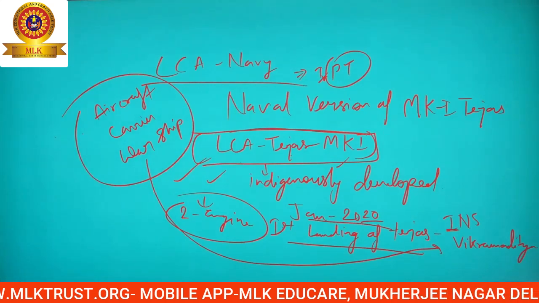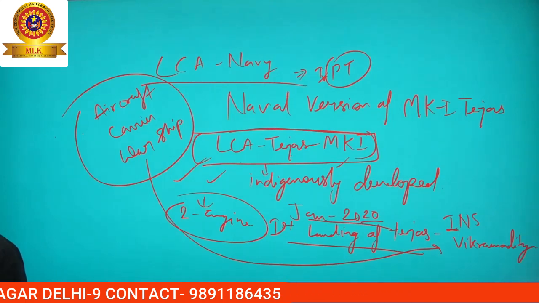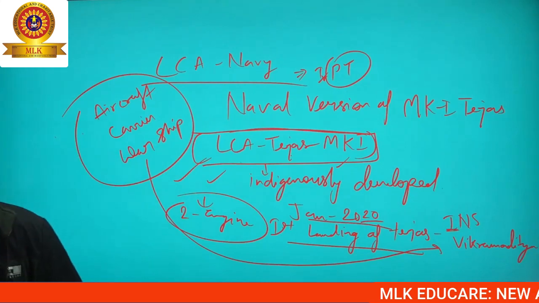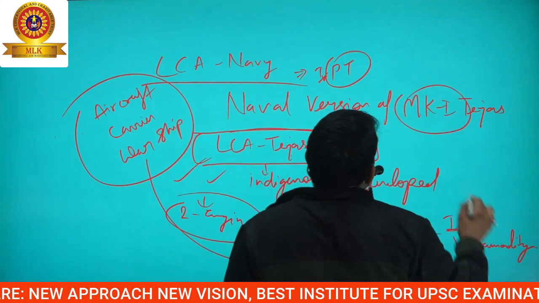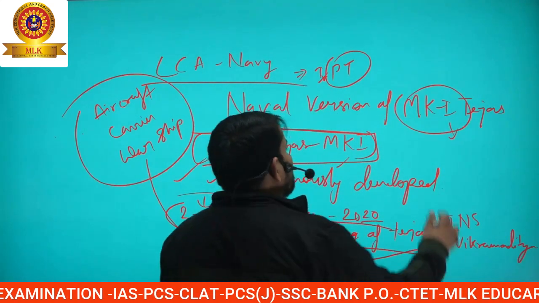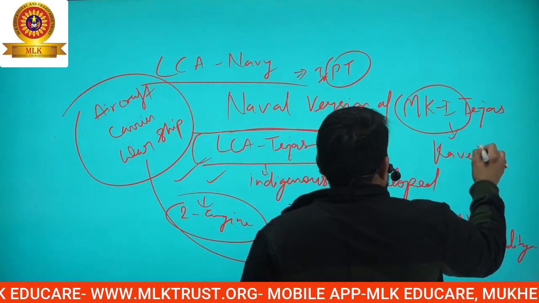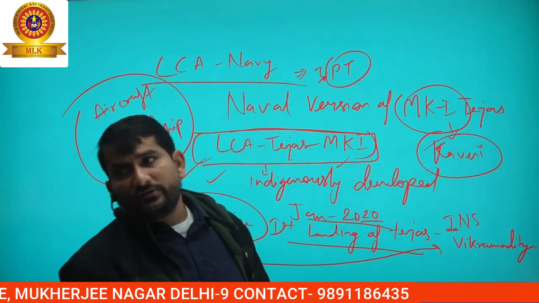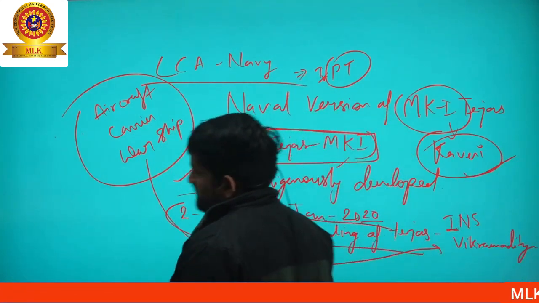The Kaveri engine is a technologically complex and vital system for the LCA as well as the future variants. That means, like we discussed here, the MK1. MK1 is the engine used in the Tejas, and which engine is used? The Kaveri engine is used in the Tejas. Clear? So just remember which engine is used in the Tejas.